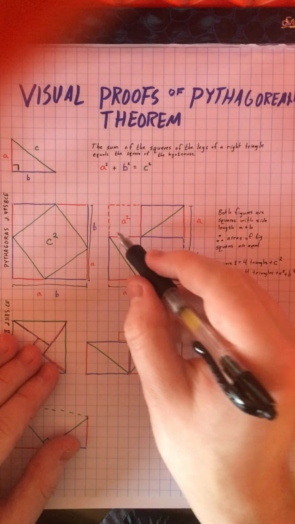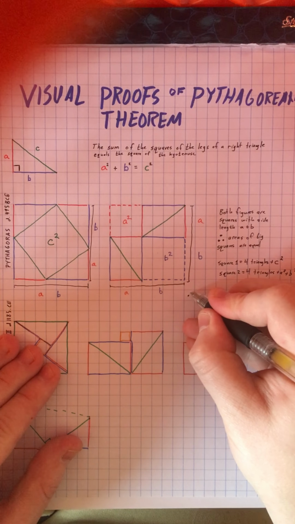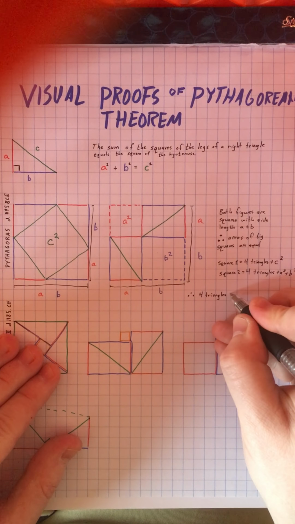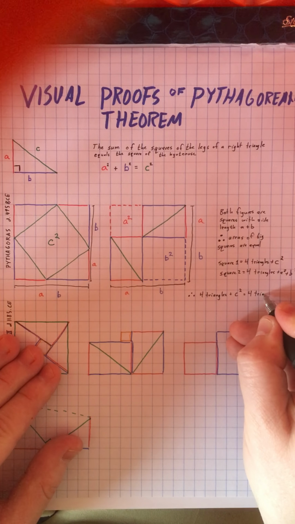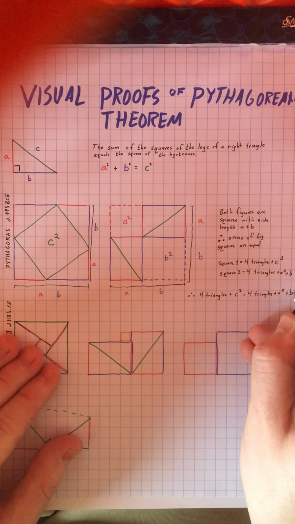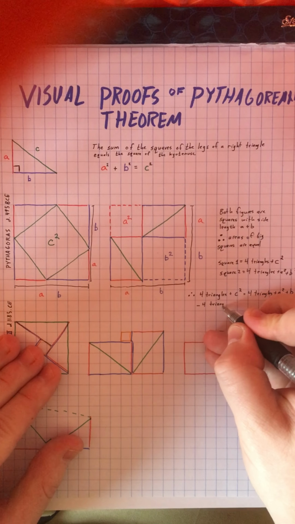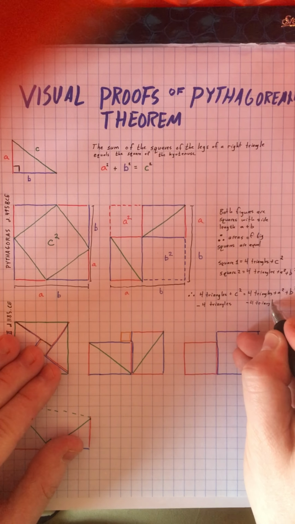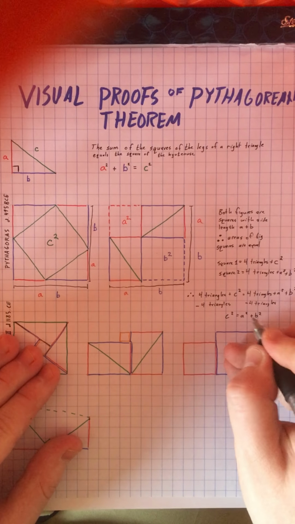Now, because the areas of the 2 figures overall are equal to each other, this lets us say that 4 triangles plus C squared has to equal 4 triangles plus A squared plus B squared. If we subtract 4 triangles from both sides, because we can always subtract the same thing from 2 sides of an equation, we are left with C squared equals A squared plus B squared, our Pythagorean theorem.